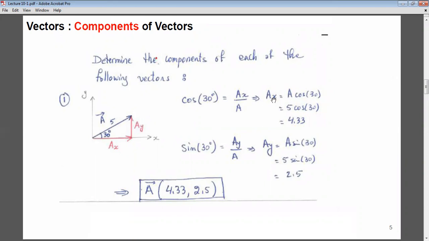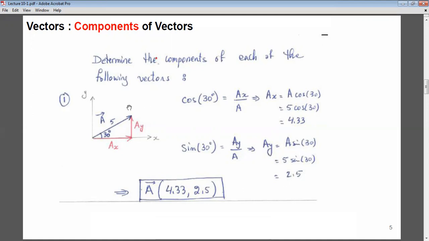I can directly apply Ax equals. I don't have to go through this, but you can do it if you like. So cosine 30 is Ax divided by A. So Ax is A cosine 30. A is 5, so 5 cosine 30. I get Ax. I do the same for the sine. It's opposite divided by hypotenuse. So Ay will be 2.5.